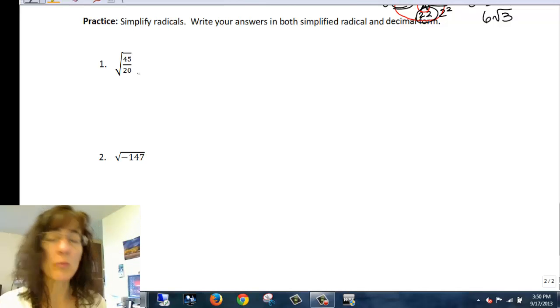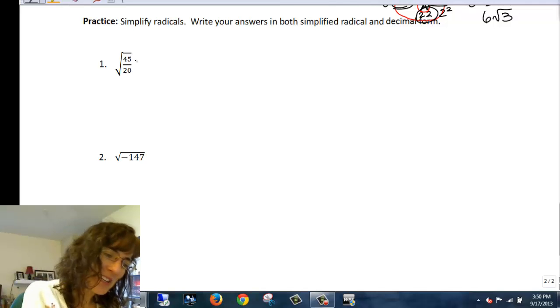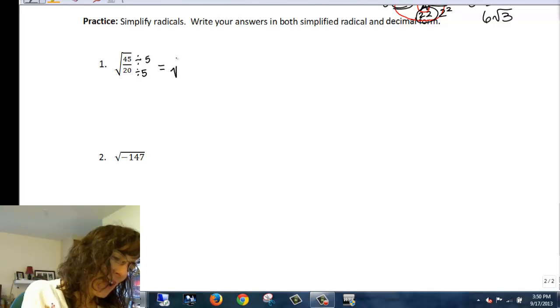But I can see they're both divisible by 5, so I don't want to pass up this awesome opportunity to reduce my fraction. So I'll divide by 5 for the numerator, divide by 5 for the denominator, and I end up with 9 over 4.